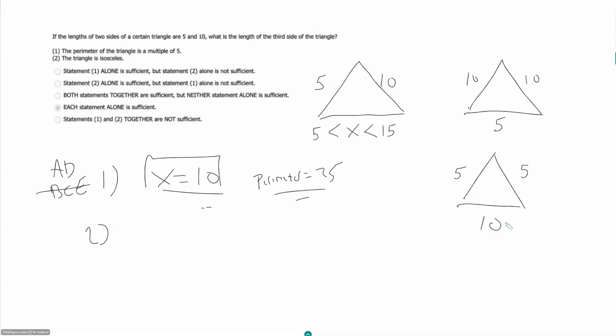But remember our rule. The sum of any two sides must be greater than the third. So do we qualify based on our rule for these two triangles? 10 plus 10 is greater than 5. That's good. 10 plus 5 is greater than 10. That's good. And then 10 plus 5 is greater than 10 here. So this guy checks out. What about this guy? 5 plus 5 is equal to 10, which is no good. It has to be greater than 10. So we only have one option here.